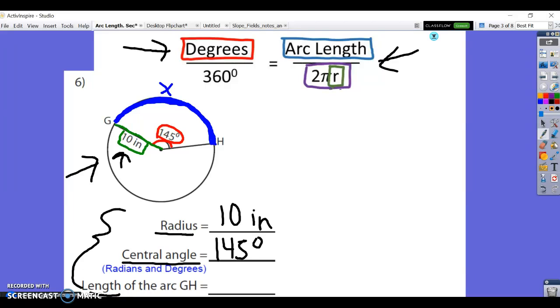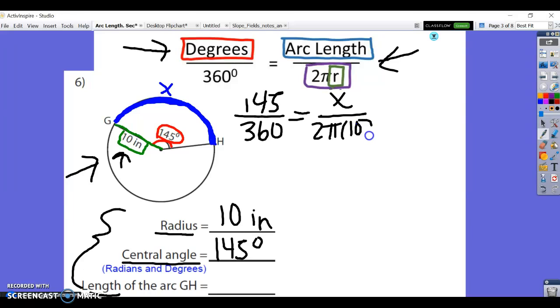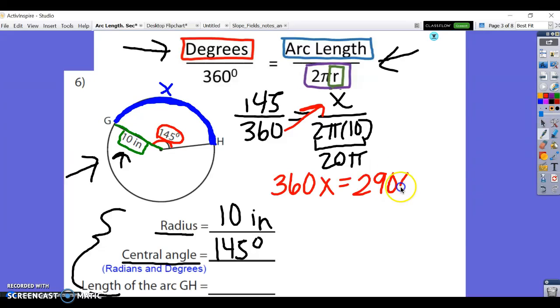So I'm going to go up to my proportion. I know that it's degrees, which is 145 over 360, is equal to the arc length, which is x, over 2 pi times 10. Now we're going to go ahead and simplify this to 20 pi, and then we're going to cross multiply. So when I cross multiply, I get 360x is equal to, and of course we're going to do 20 times 145, and when you do that, you're going to get 2,900 pi. Remember, pi is just chilling still.